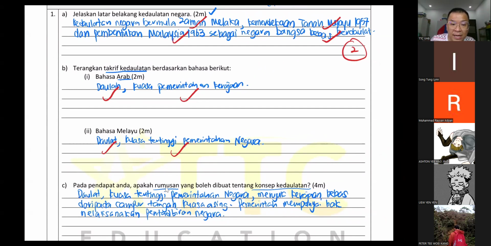For example, rumusan konsep kedaulatan. You can say daulat, comma, kuasa tertinggi pemerintahan negara, comma, merujuk kerajaan bebas daripada campur tangan kuasa asing. Pemerintah mempunyai hak melaksana pentadbiran negara.